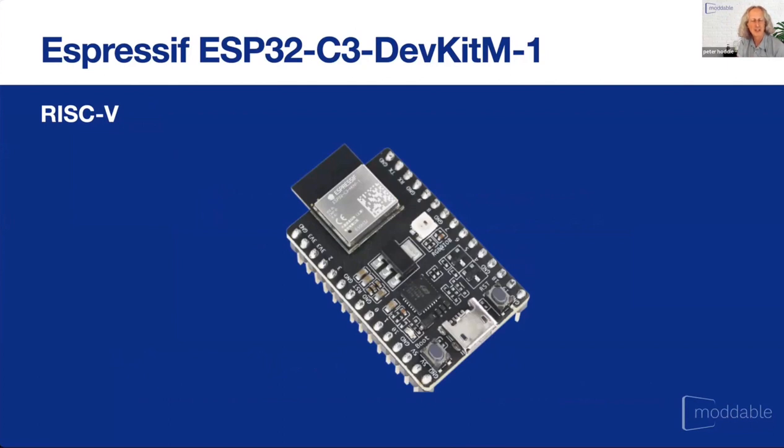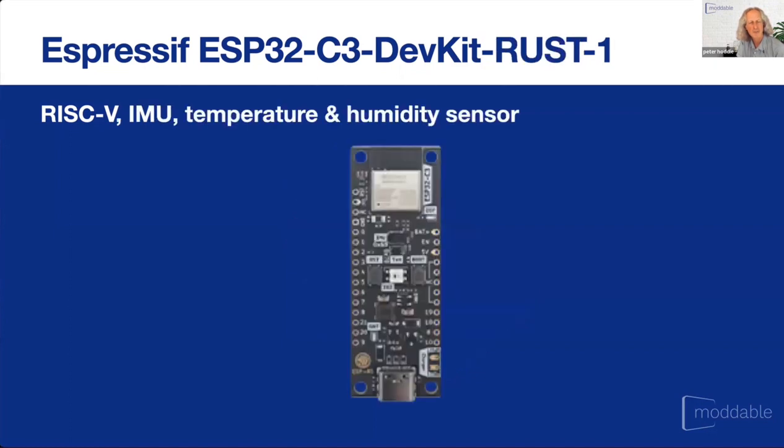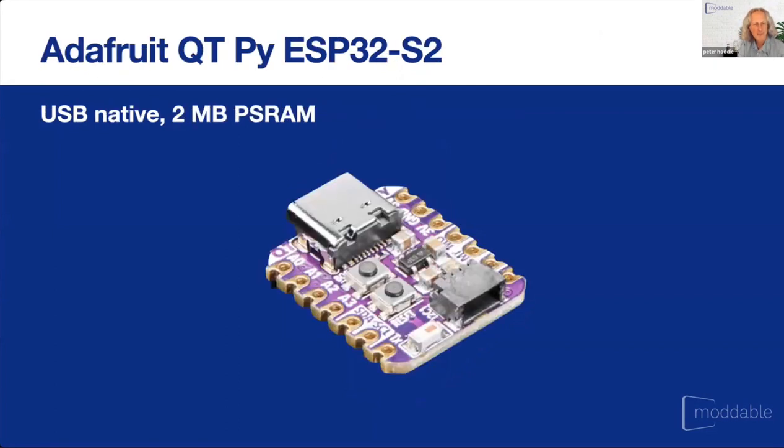I think, in fact, I know Lawrence, one of our guests, was instrumental in getting the C3 port of the Moddable SDK done, and I suspect that he's even using it in some of his work. So this is kind of the standard dev board from Espressif, so that works now. They also have one that they used for some demos with Rust that has a built-in IMU and a temperature and humidity sensor. So if you're looking for something that's kind of all-in-one, that's working now as well.